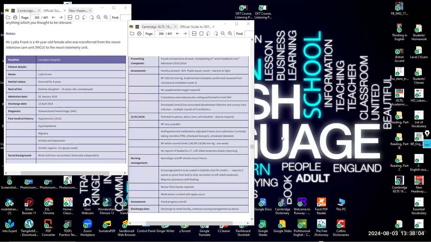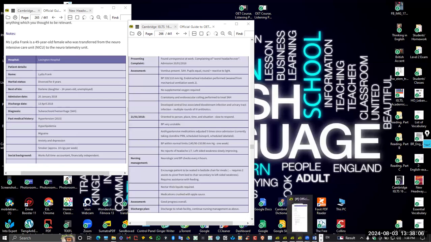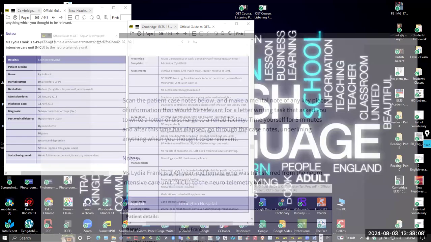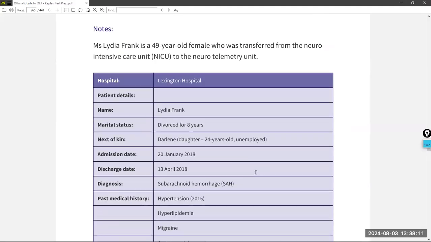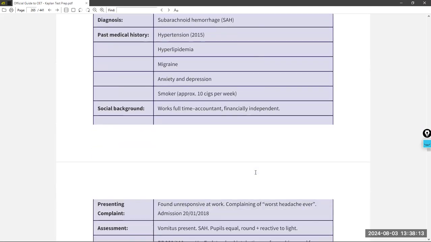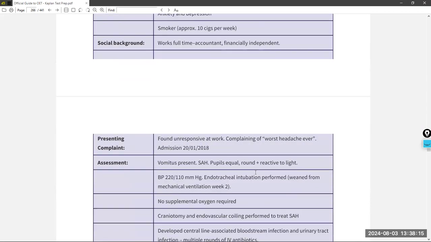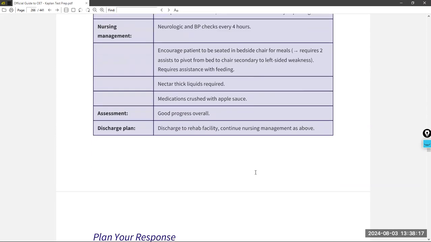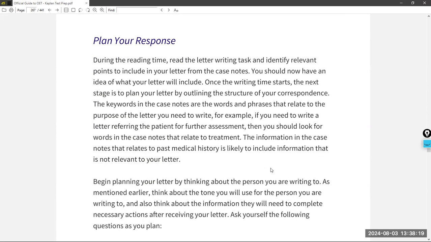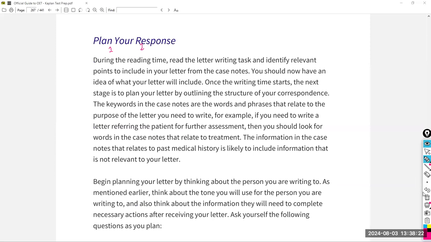Okay, guys, the 5 minutes is finished. I know, but I wanted to give you enough time to take a look at this case note. Case notes, okay, because we have notes. Okay, now let's try to read the information that we have. Okay, now plan your response.